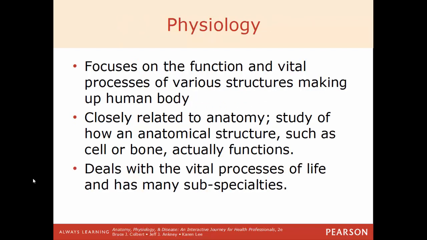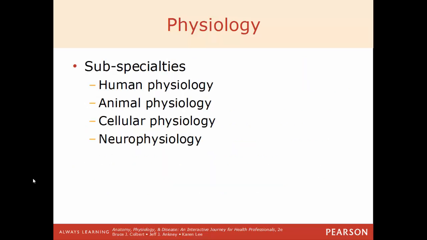All right, now we'll move on to physiology. Physiology focuses on the function and the vital processes of various structures of the body. So anatomy is what they are made up of, you know, the structure. Physiology is how they function. So they are related, but they're not the same thing. So being able to understand how it's put together, or how it should be put together, that will relate to that structure's function. And physiology will also deal with some vital processes. It has many subspecialties. Some very common subspecialties of physiology: human physiology, animal physiology, cellular physiology, neurophysiology. All of these ones listed here deal with particular functions of that organism. You know, how a human body functions, how an animal in general functions, how a cell functions, and how the brain functions. These are all very specific types of physiology.